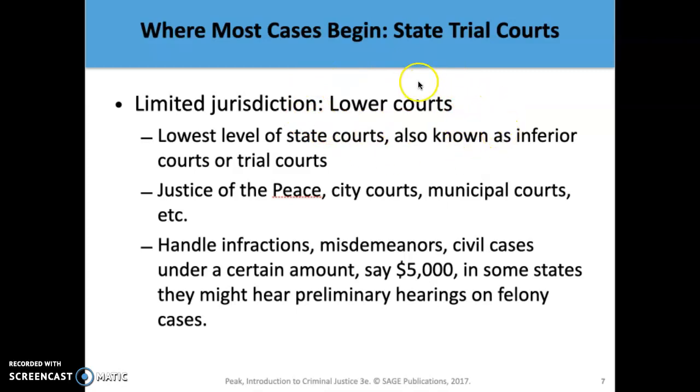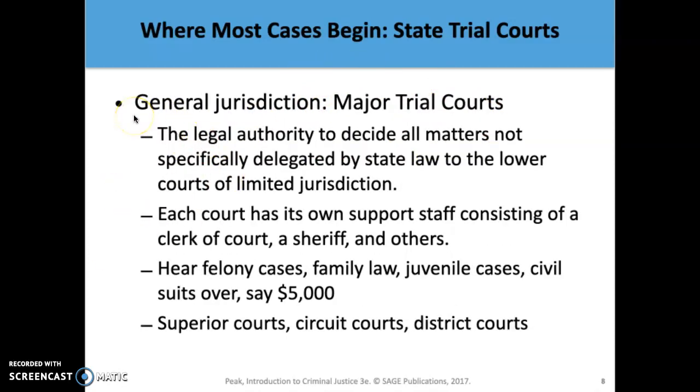So most of us probably have some experience with courts of lower jurisdiction. So if you ever got a parking ticket, or if you ever got a speeding ticket, or something along those lines, you probably dealt with these courts of limited jurisdiction. Then in state courts, we have trial courts of general jurisdiction. So these are your major trial courts. So they will typically hear felony cases. So homicides, things like that are tried in these type of courts.